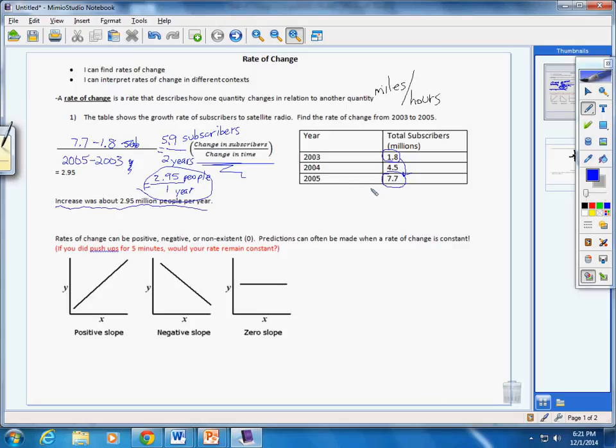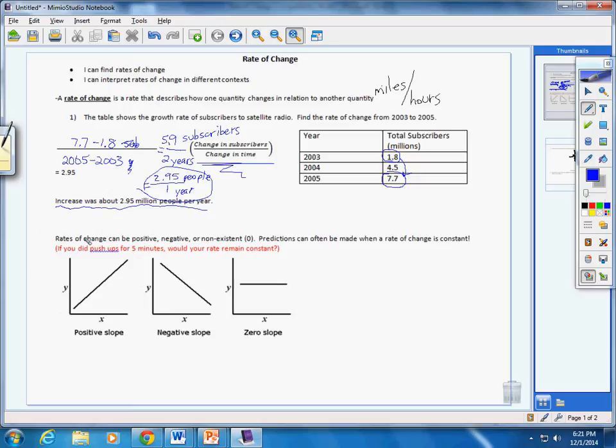A rate of change can be increasing, it can be decreasing, it can stay the same. If I had, I don't know, 12 pairs of shoes last year, and this year I still have 12 pairs of shoes, well, I didn't lose any and I didn't gain any, so the rate of change in terms of number of pairs of shoes that Mr. Dudek has stayed constant. It stayed the same.